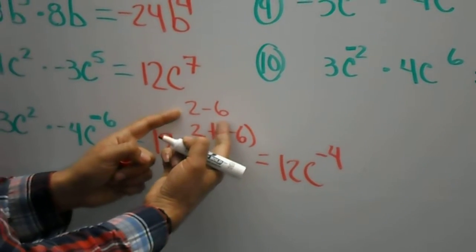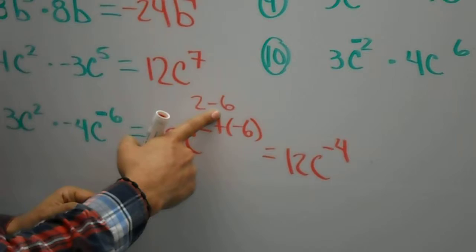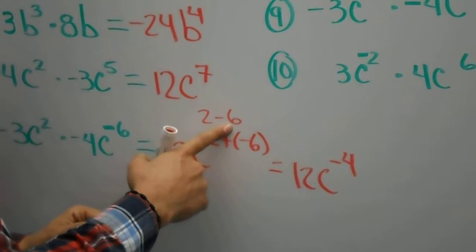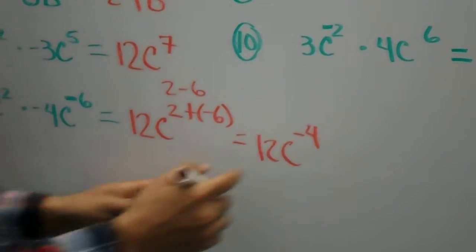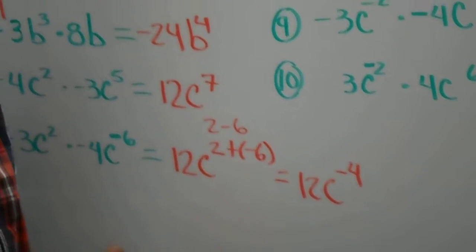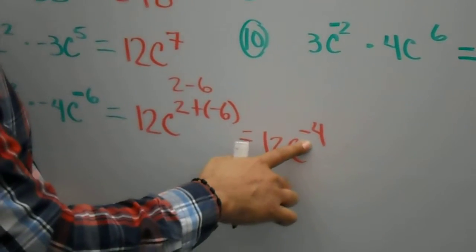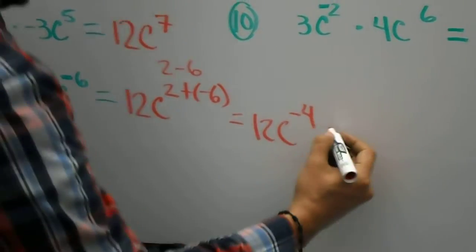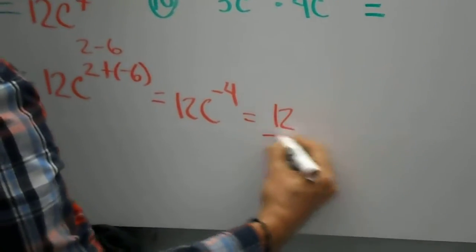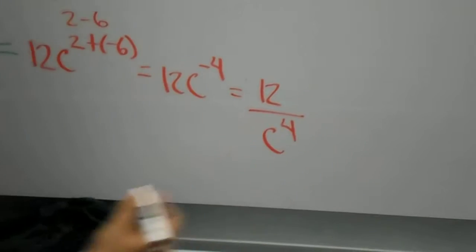When I subtract with different signs, I keep the sign of the larger number. Therefore, I keep the sign of the negative 6. And important, you can never have a negative exponent at the end as an answer. So if you have a negative exponent, you're going to bring it down positive. So this becomes 12c to the 4th.